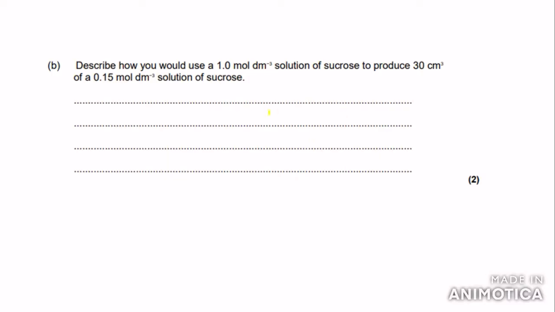Okay, describe how you would use a 1 mole per decimeter cubed solution of sucrose to produce 30 centimeters cubed of a 0.15 mole per decimeter cubed solution of sucrose. Now, these questions can be quite tricky and complicated, but I'm going to take you through these now. The first thing that you need to do is find what we call the dilution factor, which is how much something has been diluted. To do this, we divide the original concentration, so this value here, by the end concentration, which is 0.15.